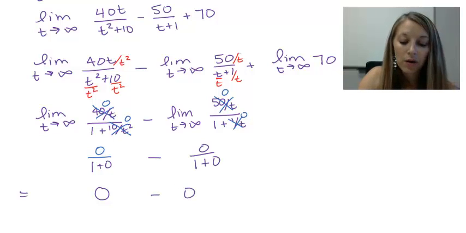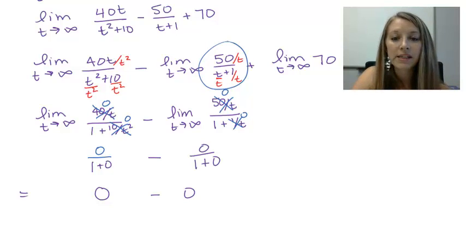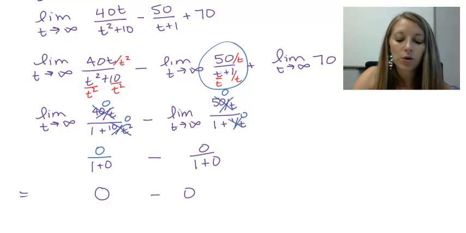Now, I should have known that this piece was going to approach 0 as well, because again, I look at my end behavior, my face case. The degree of my numerator would be 0, the degree of my denominator would be 1, so my numerator would be less than the denominator, and of course that's going to approach 0 overall.